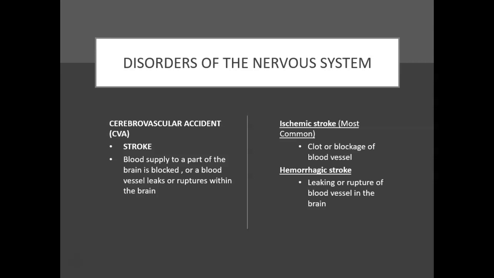That's the medical term for a stroke. That is when blood supply to part of the brain is blocked or a blood vessel leaks or ruptures within the brain. So there are two different types of strokes or CVAs. You have an ischemic stroke, which is the most common, and that's caused from a blood clot blocking an artery in the brain. And then there's hemorrhagic stroke, which is caused by a bleed in an artery. When you have bleeding in your brain, it is a hemorrhagic stroke.